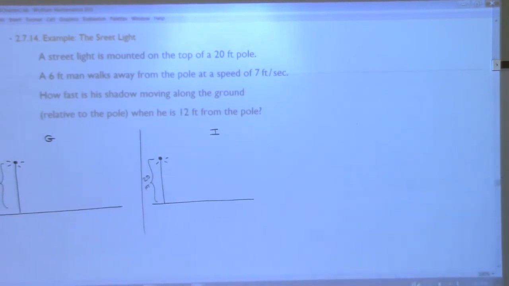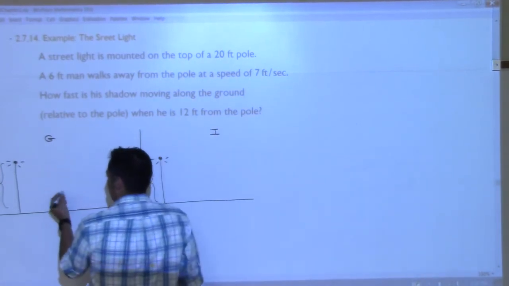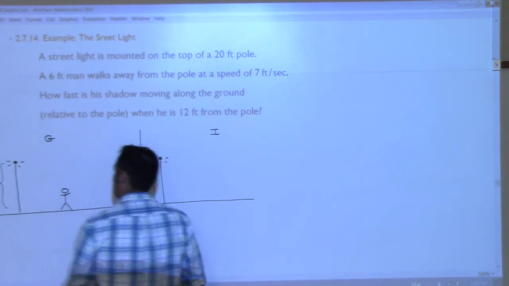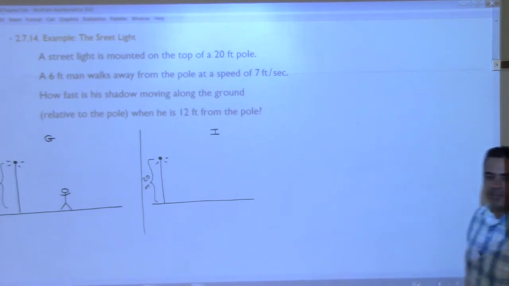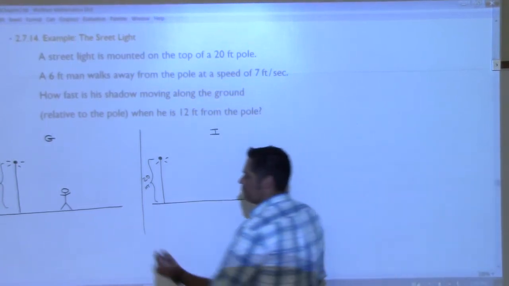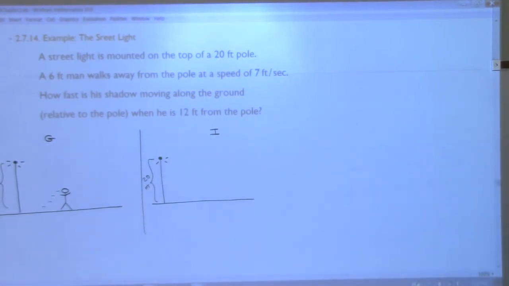All right, what next? I'll draw, you tell me what to draw, I'll draw it. A man, 6 feet tall, right? Okay, so in the general picture, he's here, he's walking away from the pole, so he's somewhere, right? I wasn't done. But see, I didn't want you to interpret that as him running.